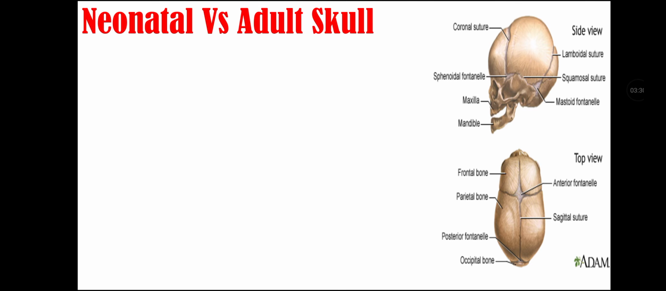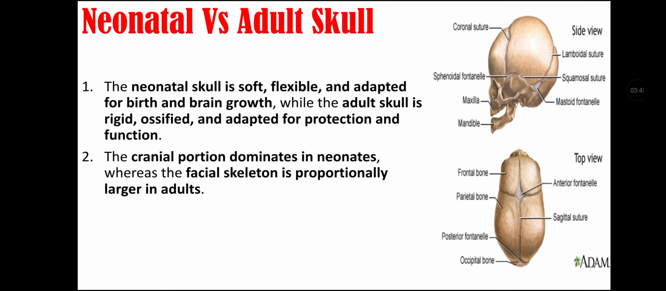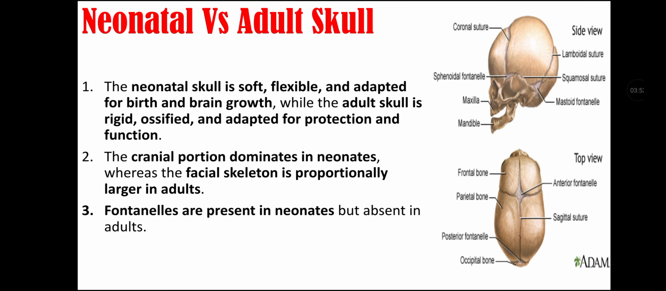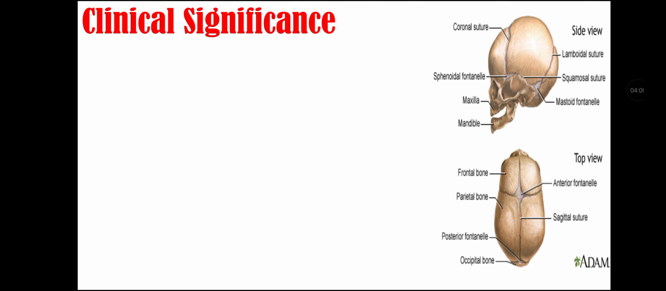Neonatal versus adult skull. Neonatal skull is soft, flexible, and adapted for birth and brain growth, while adult skull is rigid, ossified, and adapted for protection and function. Cranial portion in neonates dominates, whereas facial skeleton is proportionally larger in adults. Fontanelles are present in neonates, but they are absent in adults. Sutures are open in neonates, but they are fused in adults.